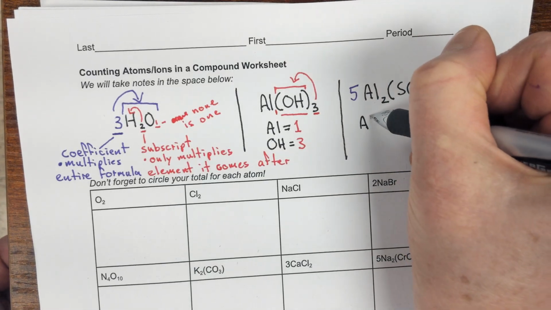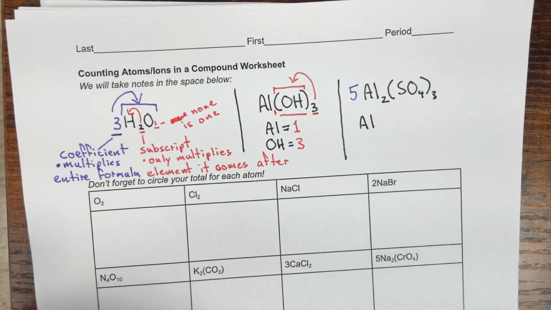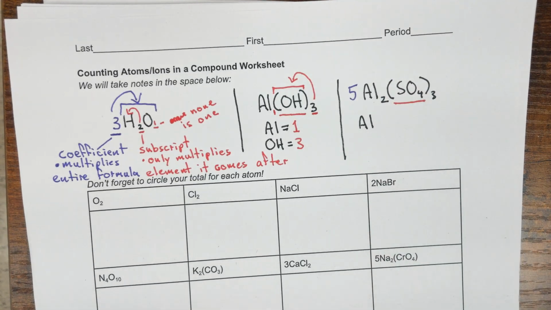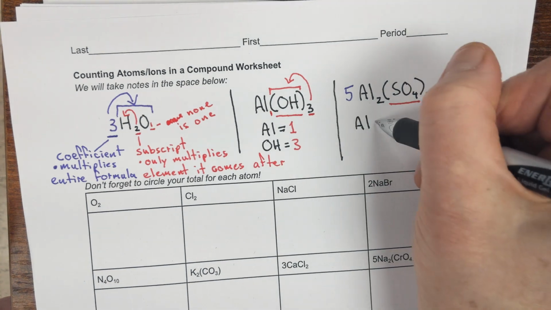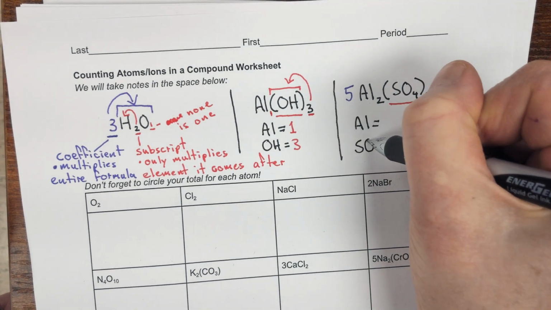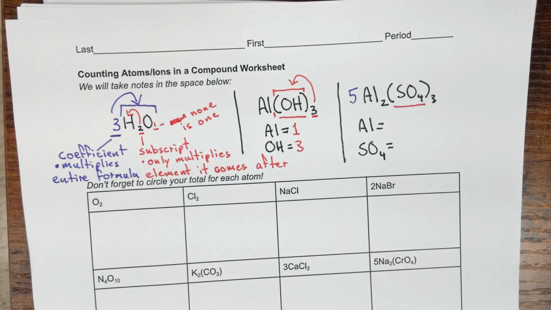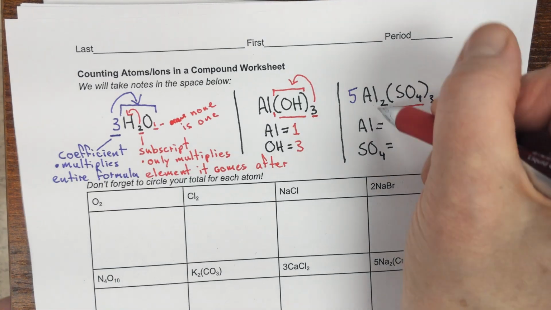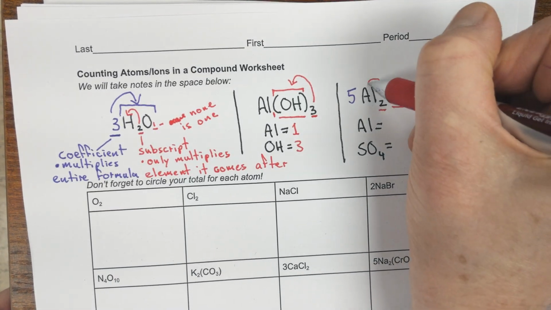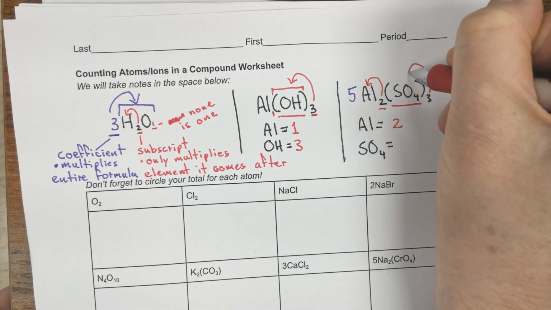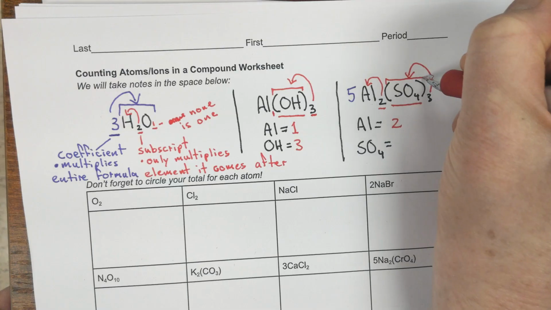Al is my metal ion, and the entire SO4 is a polyatomic ion. I copy that entire thing and keep it together, including the subscript that is part of the formula for that polyatomic ion. Now I have to count how many I have of each of those. So I have 2 Als, right? So that's a 2 here, and 3 of the SO4.